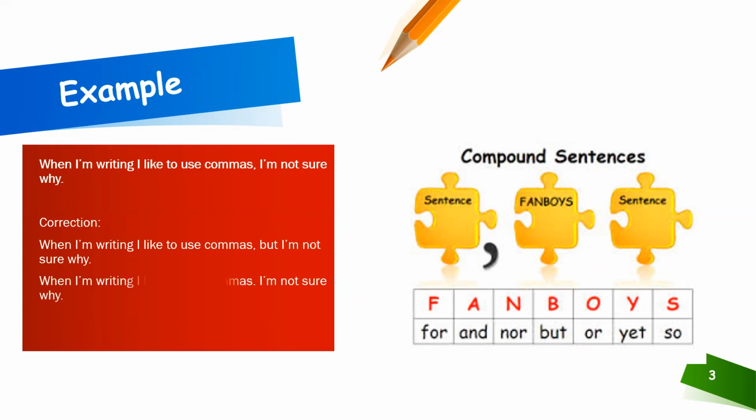A second option for correcting a comma splice is to replace the comma with a period. Just separate the two full sentences. And then your third option for correcting a comma splice is to use a semicolon. A semicolon and a period function very, very similarly. And again, it corrects the error of the comma splice.